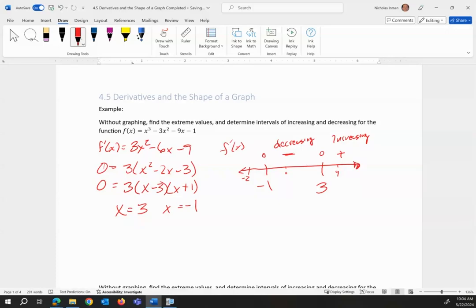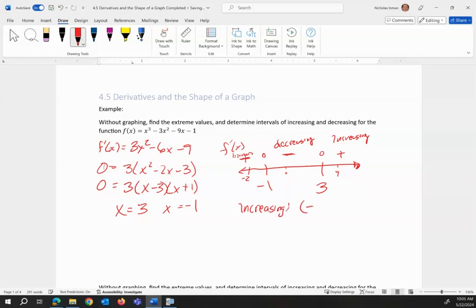Now pick a number smaller than -1, like -2. -2 minus 3 is -5. -2 plus 1 is -1. So 3 times a negative is a negative, and negative times negative is a positive. So we are increasing.